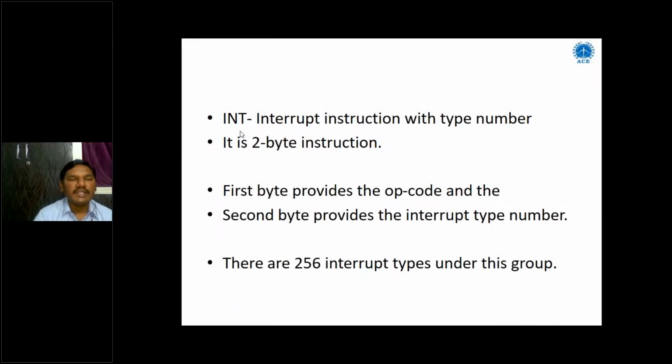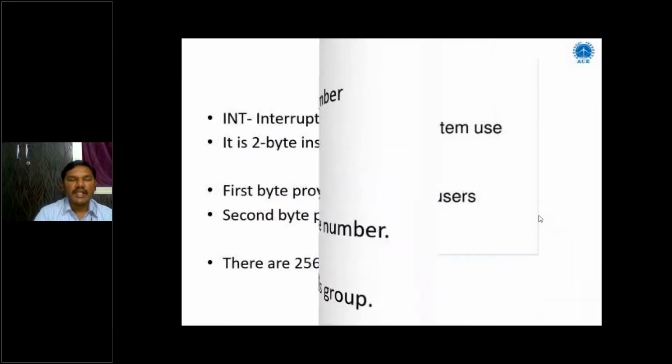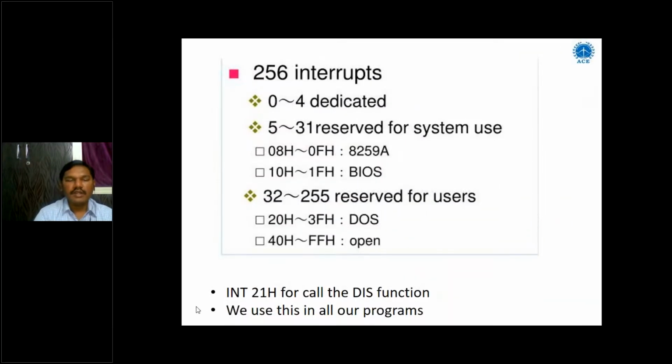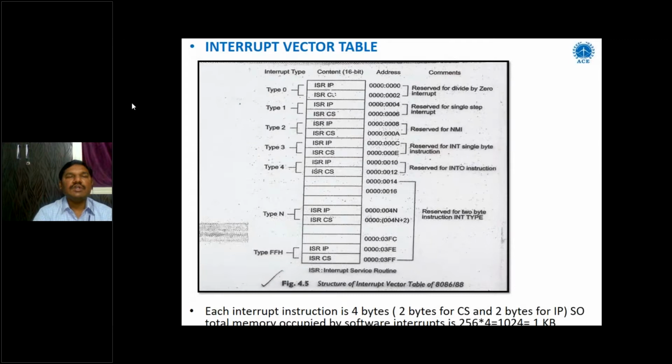One is called as int, and it has 2 bytes. The first byte is the opcode, int is the opcode, and the second byte provides the interrupt type number. So here, in int 21, int is the opcode, and 21H is the interrupt number. So this is called the interrupt vector table or IVT.